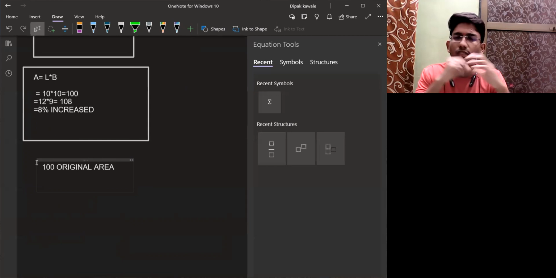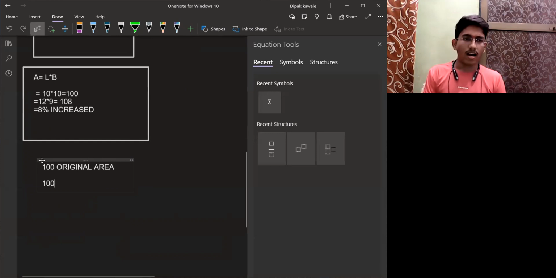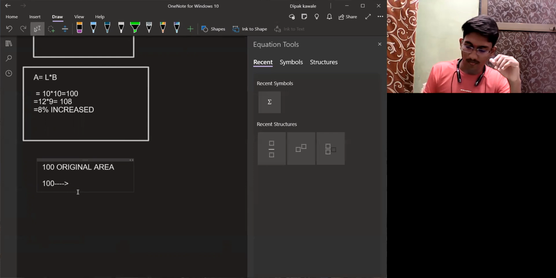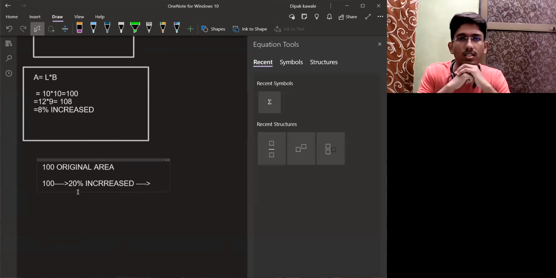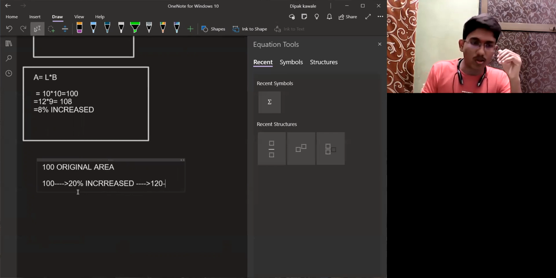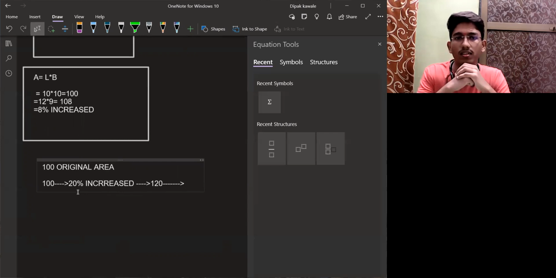Okay, and if my breadth is decreasing, then definitely my area will change. That means if my original area is 100 and the length is increasing by 20%, that means 100 plus 20% is 120. And it is also saying that breadth is decreasing by 10%.